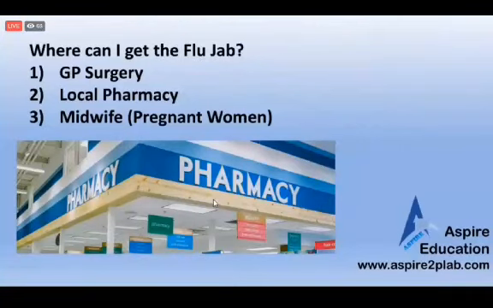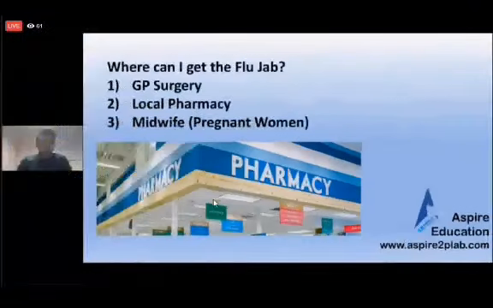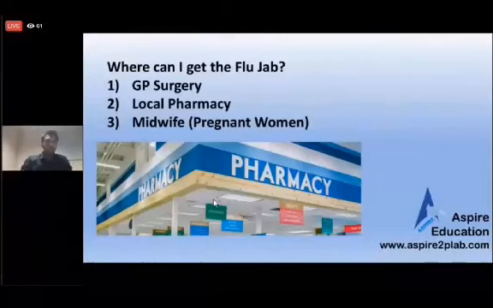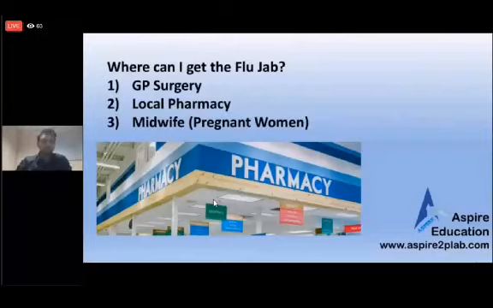So where can you get this flu jab in the first place? Where and when? It is after every September till February. The NHS gives you flu vaccination, and you can get it at your local GP or local pharmacy, or a midwife can give it for pregnant women. You can get it from end of September till January, sometimes till February when there is flu going on.